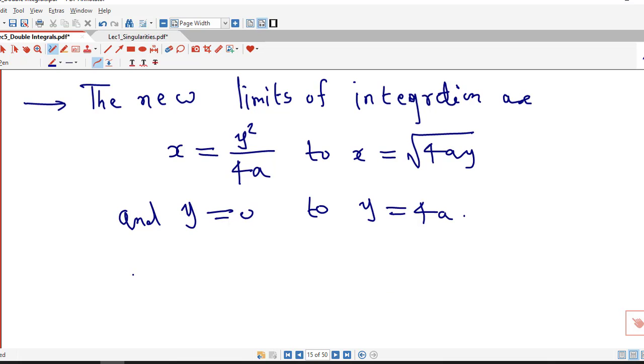So therefore the order of integration is now first with respect to x and then with respect to y. So therefore our given integral, which was x square by 4a to 2 under root ax, x is from 0 to 4a, dy dx.